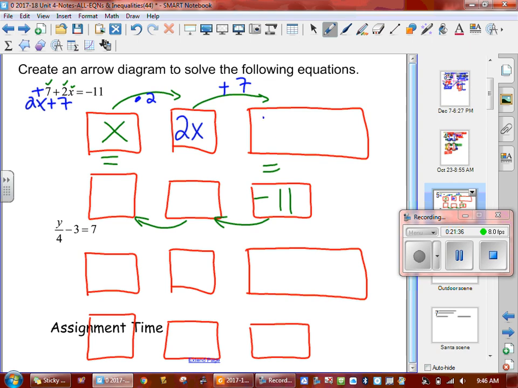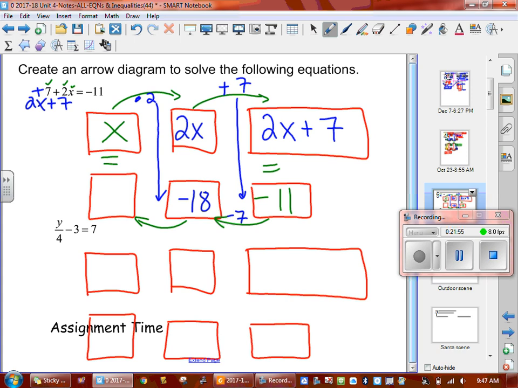Now we're going to undo what we just did. So we added 7, we're going to subtract 7. And that's going to give us a negative 18. Undoing the timesing by 2, we're going to divide by 2. A negative divided by a positive, it's going to give us a negative 9. So we have our solution. X equals negative 9. We're going to put it in a box. We have our final solution. And we know our final solution is always vertical. Okay? Check your work, make sure it matches what we did.